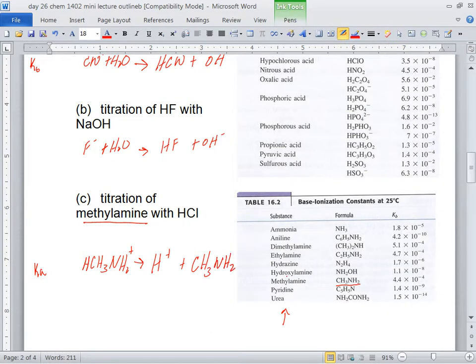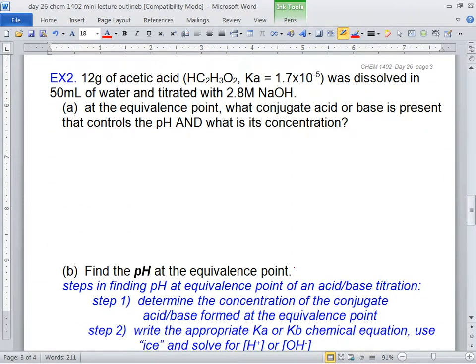All right, so here is that methylamine if you're wondering where Connor got it from. Here we go. So we're going to have a titration. And notice part B is find the pH at the equivalence point. We've got some steps here, but I think you've already done it before, but I wrote down the steps anyway. Let's go ahead and get this started here.